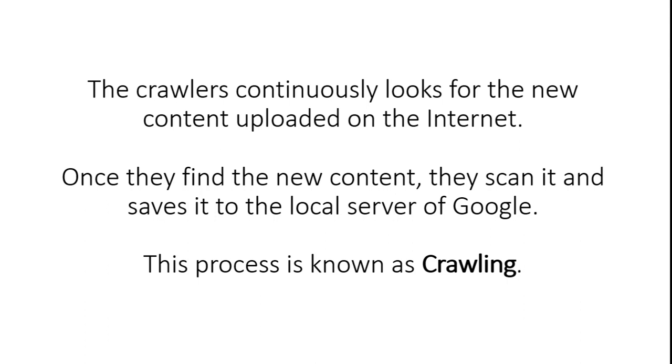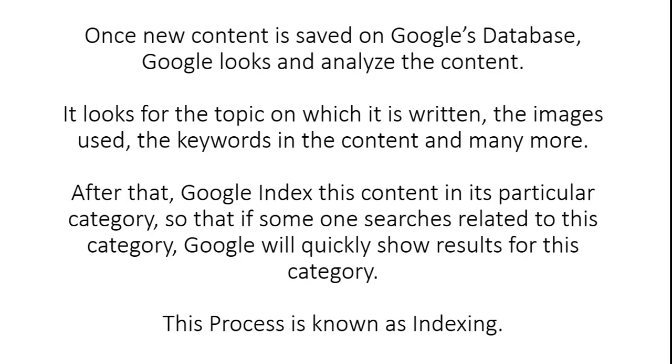Now after your website is crawled, what does Google do? Google analyzes this data. For example, on which topic your content is written, the images that you are using, the keywords in the content, and many more things. After that, Google will index your content in its respective category, so that if anyone searches in future related to your topic, Google will quickly show your results to that person. The process of analyzing and placing your data in its respective category or topic is known as indexing. Okay, now what happens after indexing?